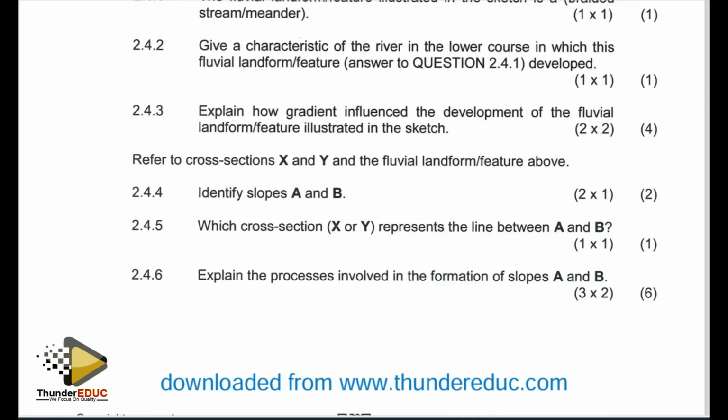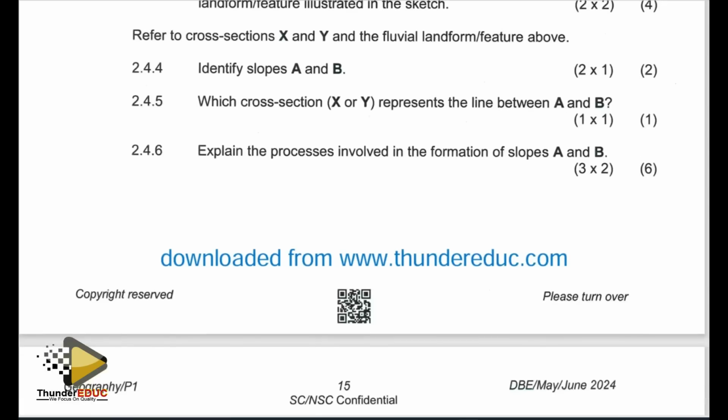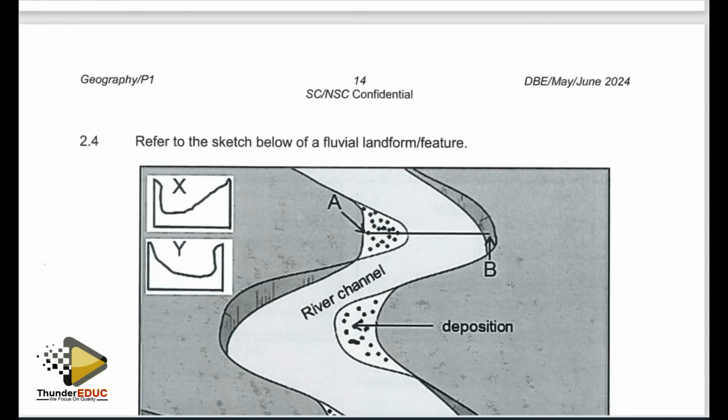Explain the process involved in the formation of slopes A and B. I think we've explained that. We just have to clarify. Slope A, which is a depositional slope, which is the slip-off. Water flows gradually on the inner bend, and sediments are deposited on that river part because of slow velocity. This is the side here. On A here, the water flows at a lower velocity and sediments are deposited, meaning to say the slope will be a gently sloping landscape going towards the stream, the river channel, because of deposition.